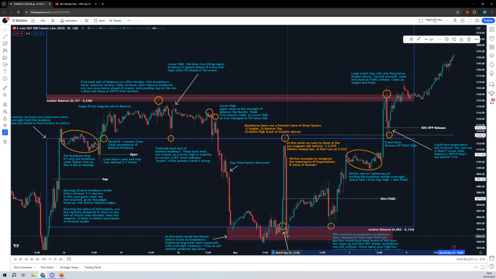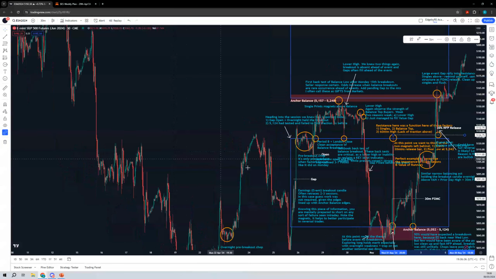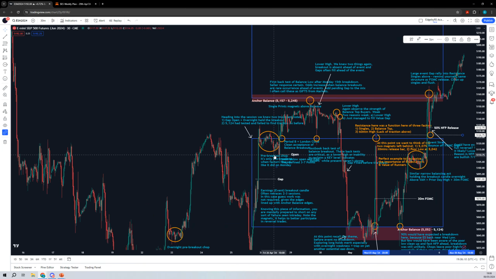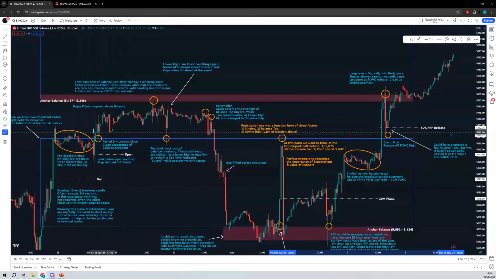Now get your senses up and going again. We battled this region, 5124, multiple times before, right? 1, 2, probably 3. Make this 4. Breakdown, failed attempt, goes all the way to the bottom, doesn't find traction, back up again, and now finally breaks out. NFP, and there's no other event ahead of us.